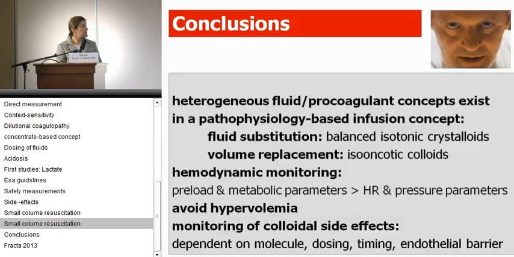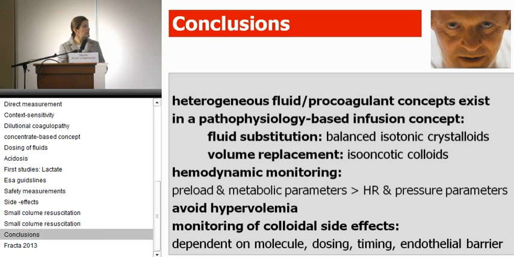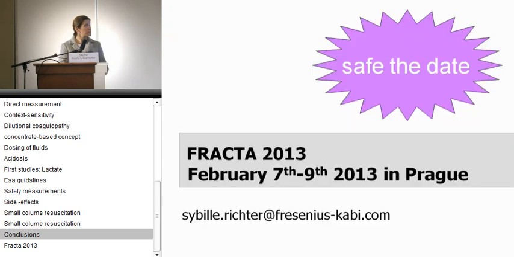So my conclusion is our strategies are heterogeneous, fluid concepts but also our procoagulant concepts, and this is important in hemorrhagic shock. A pathophysiology-based infusion concept could combine balanced isotonic crystalloids and iso-oncotic colloids. Hemodynamic monitoring will be the issue later on in further detail. I would like to highlight that hypervolemia should also be considered in the severe bleeding situation, and the monitoring of other side effects needs to be considered.